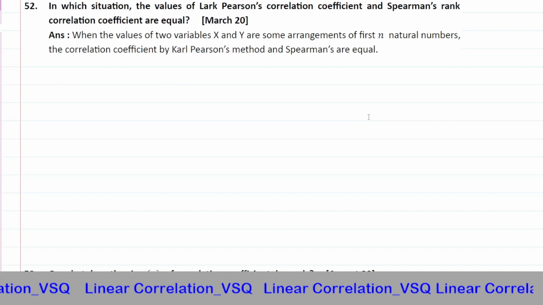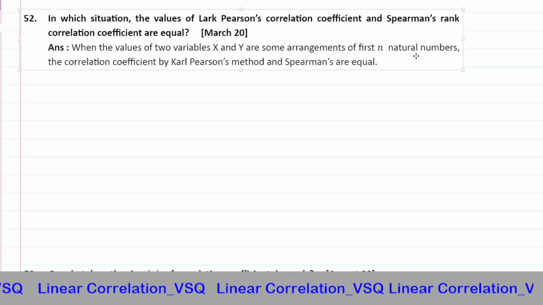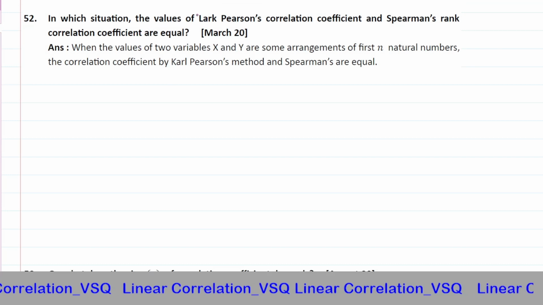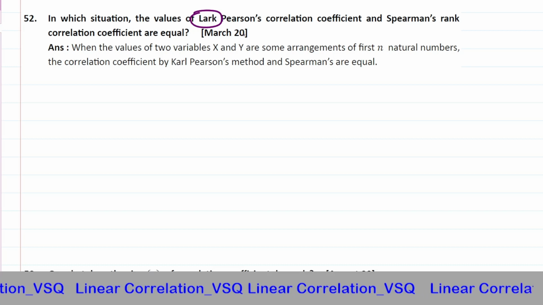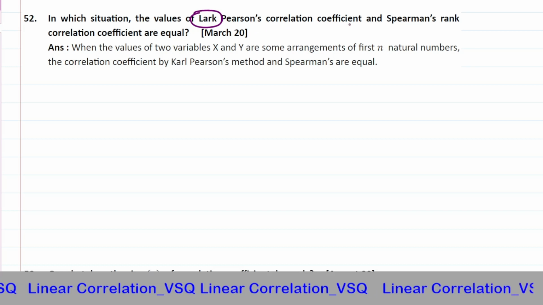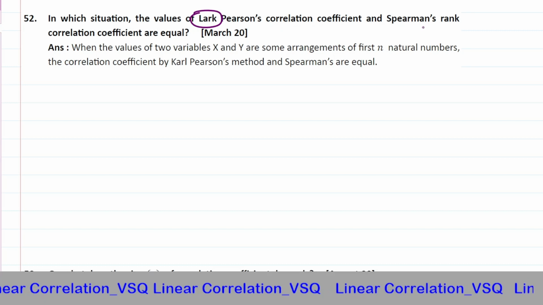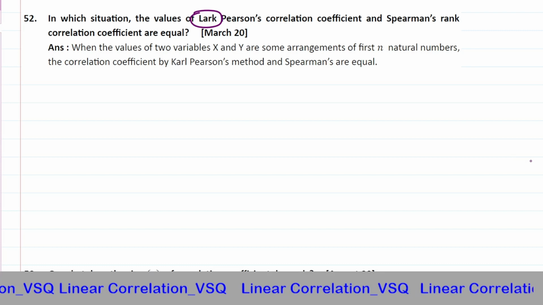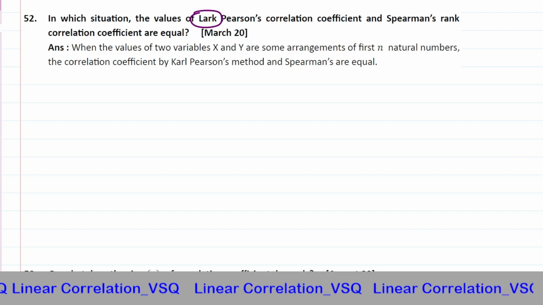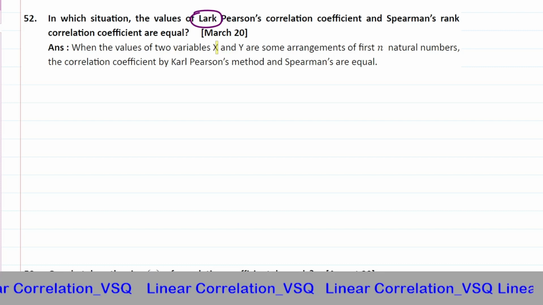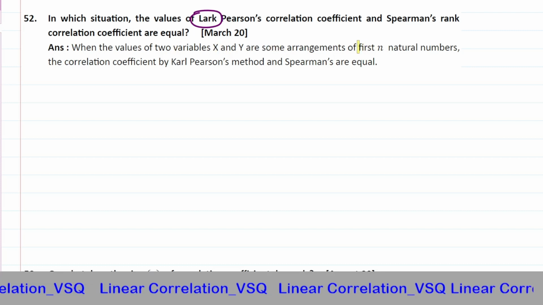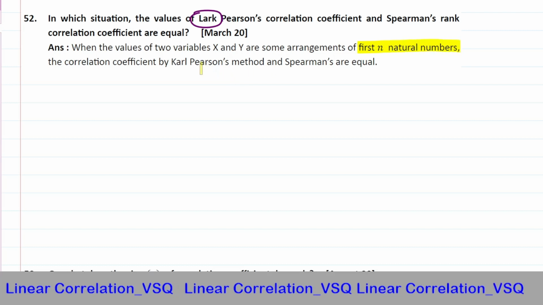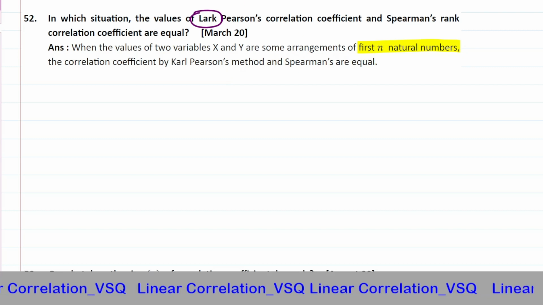Question number 52. In which situation are Karl Pearson's correlation coefficient and Spearman's rank correlation coefficient equal? Important question. In which type of situation are both the correlation coefficients equal? See the answer. When the values of two variables x and y are some arrangement of the first n natural numbers, the correlation coefficients by Karl Pearson's method and Spearman's method are equal.